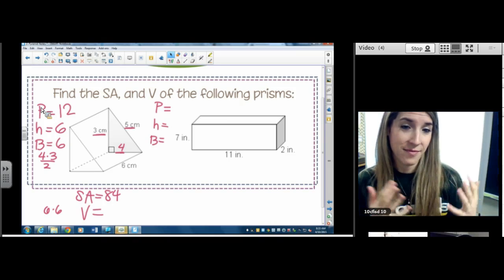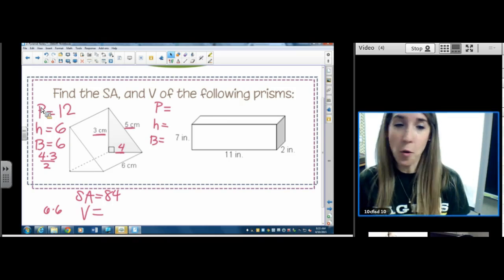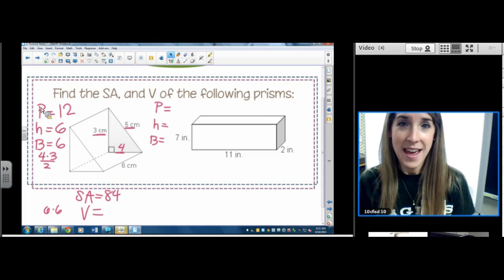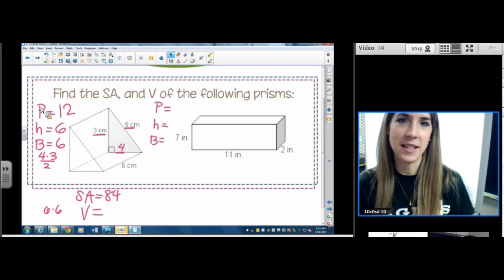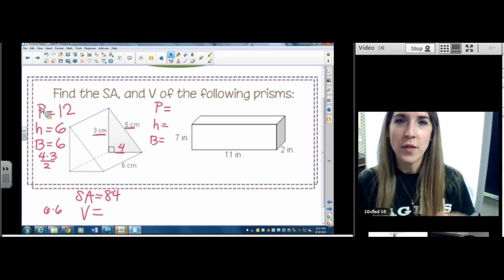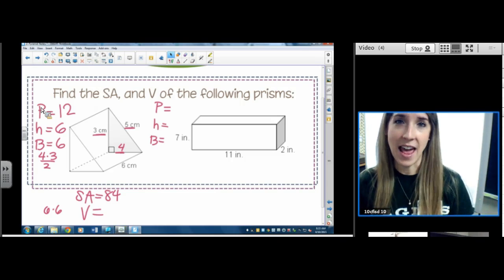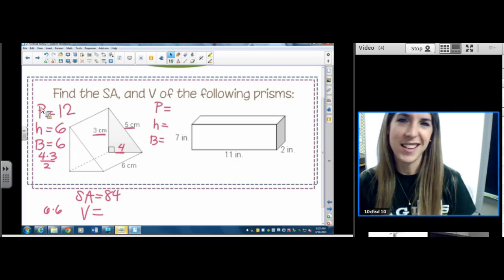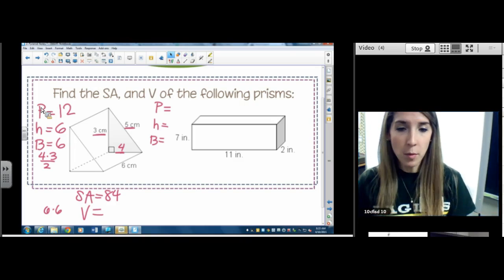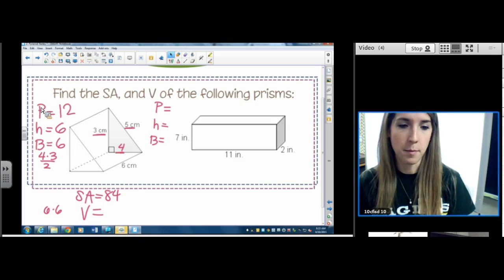Actually, on number 2, since we're only finding surface area and volume, it doesn't matter which one you use as the base because the surface area is going to be the same and the volume is going to be the same. The only answer that's different is the LA. Depending on your base, the LA is going to be different, but when you're finding surface area and volume, it doesn't matter. But we're going to go with the shaded one being our base.